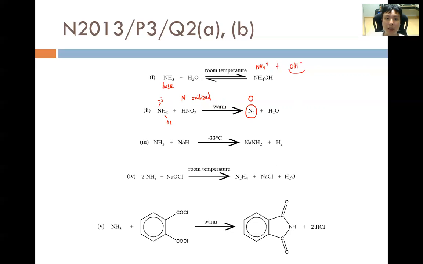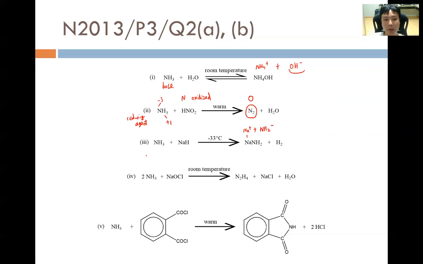Okay, and since the nitrogen is oxidized, this will be a reducing agent. As I've mentioned, we haven't covered redox properly. So if you are not familiar with what I'm saying here, you can revisit this after we go through electrochemistry. For this case, what we need to understand is that this is actually Na+ and NH2-.